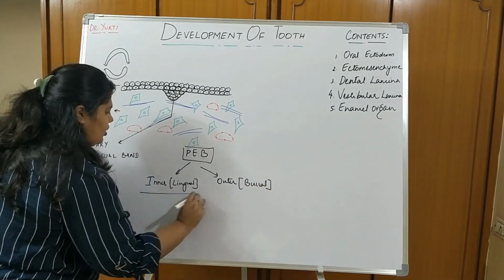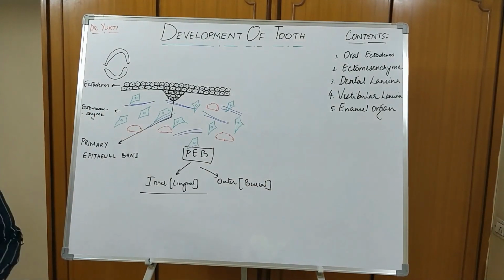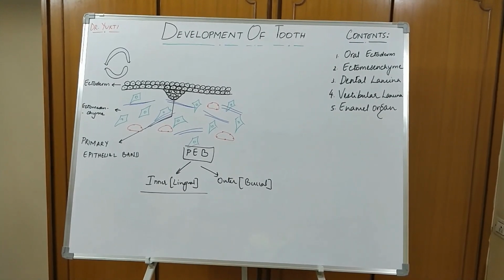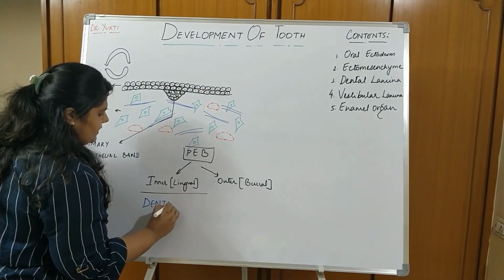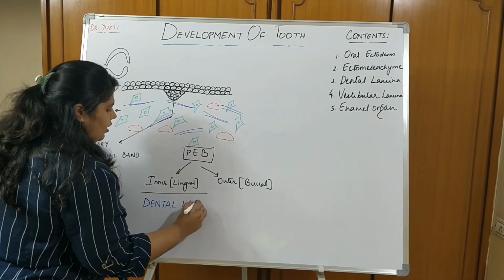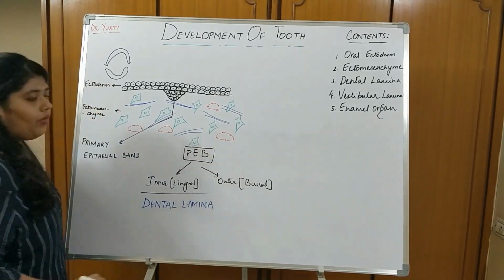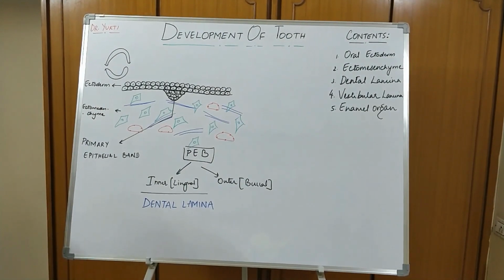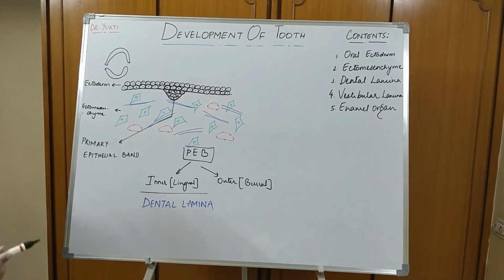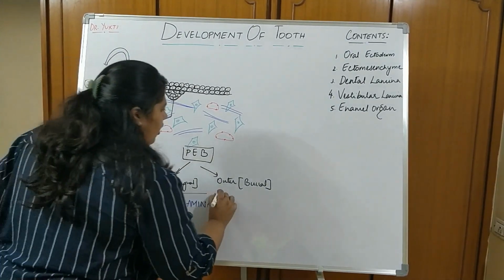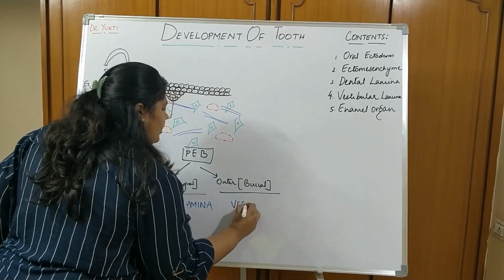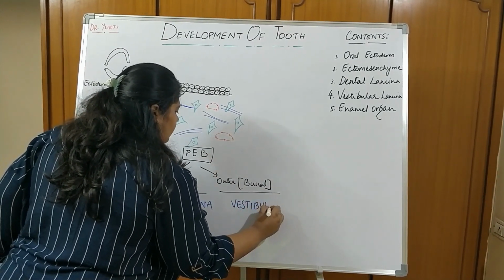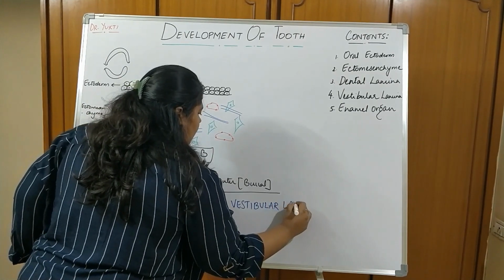So the extension which is given on the inner side is called the dental lamina. It is named because of the structure that it is going to form, which is the tooth. In a similar way, the outer extension or the buccal extension of the primary epithelial band is called the vestibular lamina, because it is going to form the future vestibule.